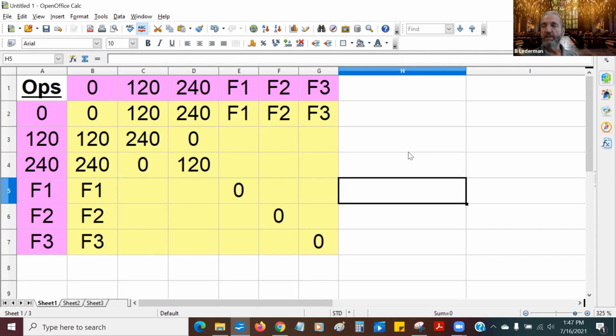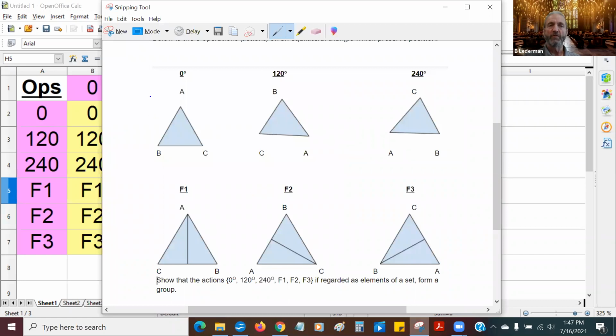So let's take a look. Let's first do a rotation followed by an F1 flip. So what's going to happen when I do that? A 120 rotation followed by an F1 flip.